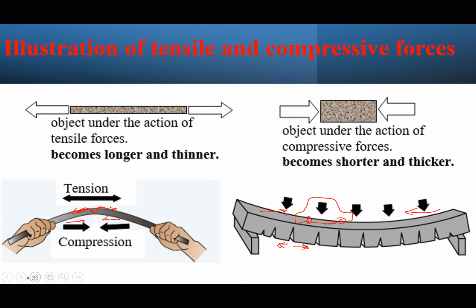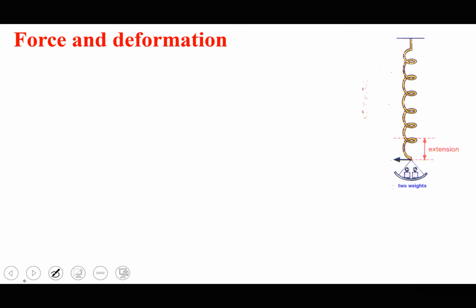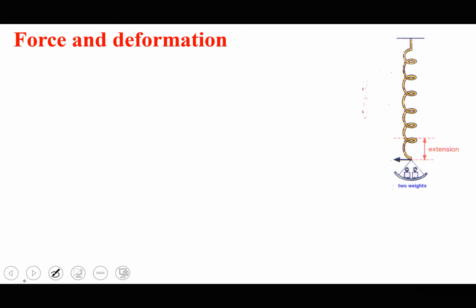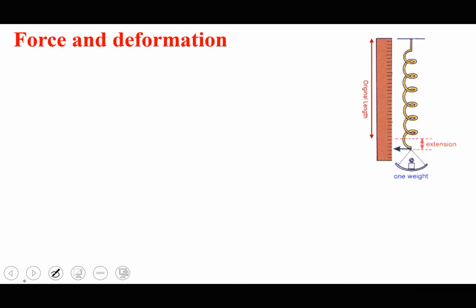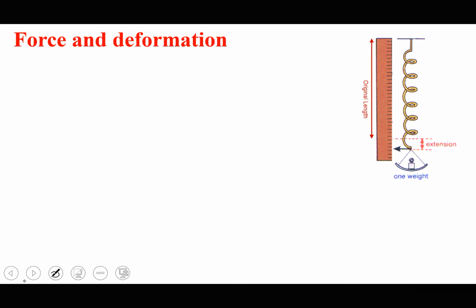Okay, so let's now look at force and deformation. Let's compare forces and deformation. A simple demonstration of force and deformation will be if we consider the animation. I don't know whether my animation is looking good, but it is kind of distorted. So let's consider this animation here. If a weight is attached to a hanging spring like this one here, the spring is expected to stretch. That means its length is expected to increase. Of course, this increase in length is what we call the extension.